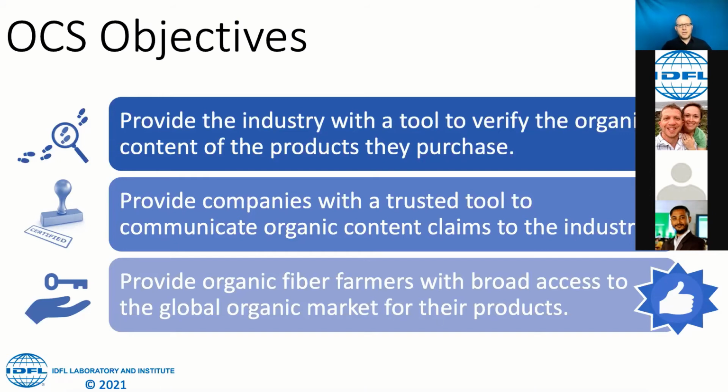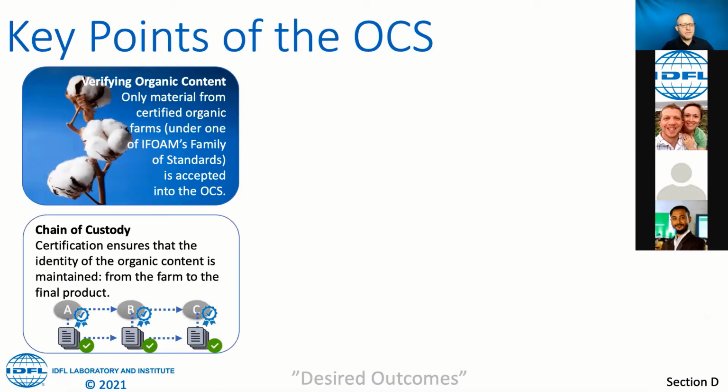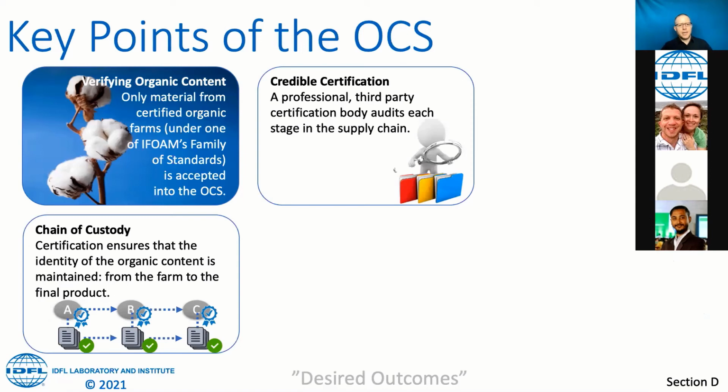As we go through this, the key points of the OCS are basically verifying that only material from the certified organic farm is acceptable into the OCS. That's according to the IFOAM family of standards. Second, also related to the CCS, the Content Claim Standard, is making sure that all of the steps are documented correctly and that there's credible certification, so that a professional third party can audit each stage in the supply chain.